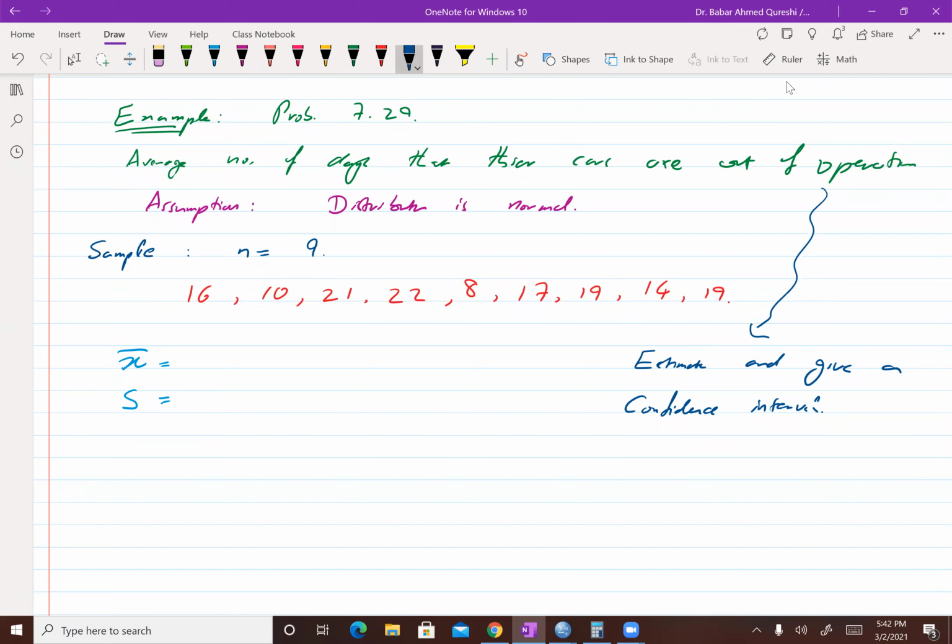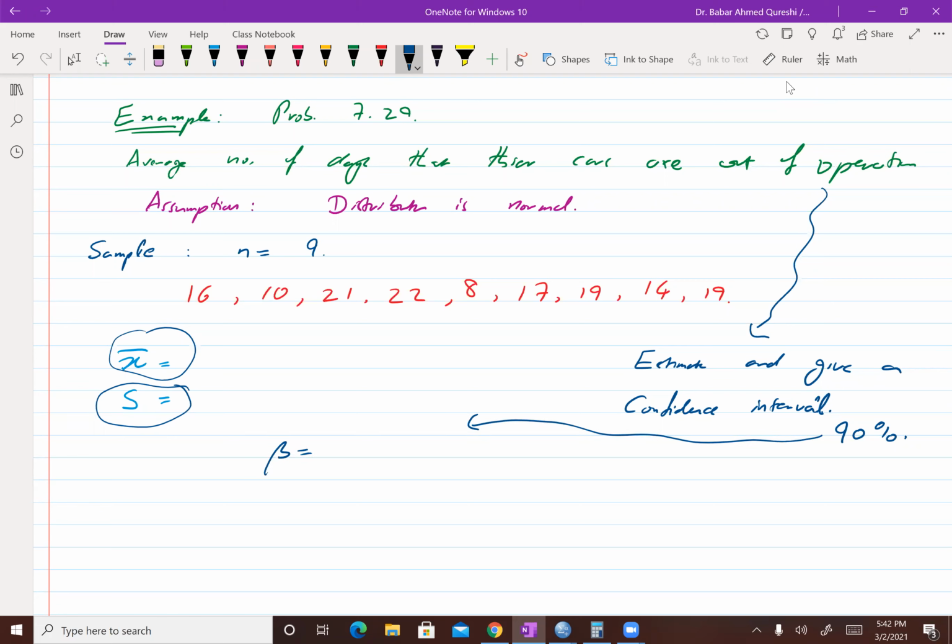And when you say a confidence interval, then you have to say how much confidence. So let's say we need it with 90% confidence that within this interval lies the mean average number of days that the cars are out of operation. So we have to compute this from this data. So what would this mean?